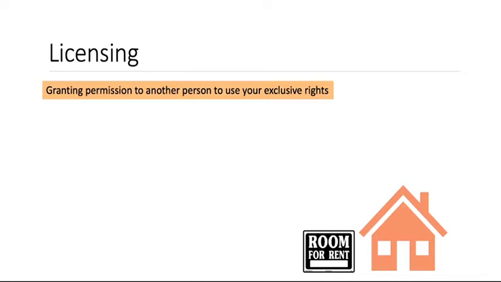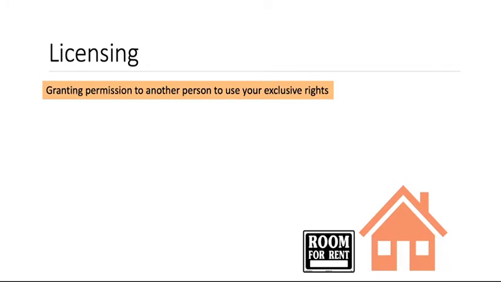Moving on to how do you actually make money from intellectual property? The first way is licensing. This is where you give somebody a right to use your exclusive rights in the intellectual property. And it's kind of the same thing as if you would rent a room from your house. You still own the house, but you've just given somebody else a permission to use one of the rooms for a specified purpose for a certain amount of time.